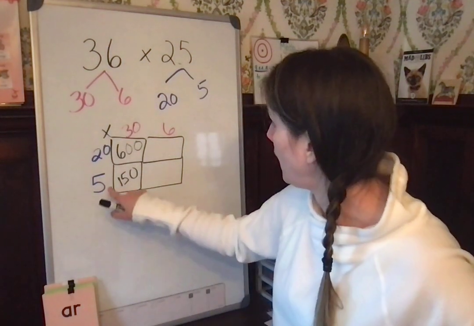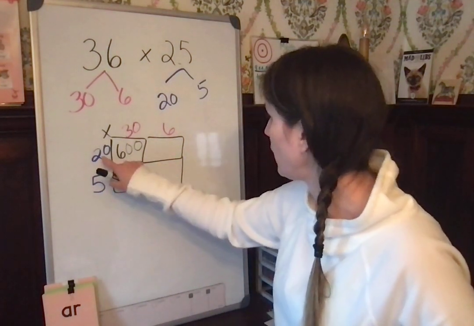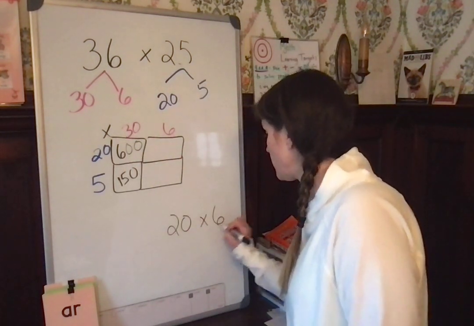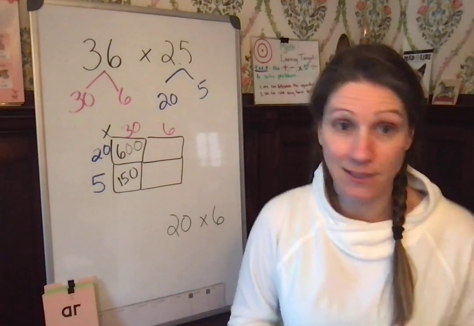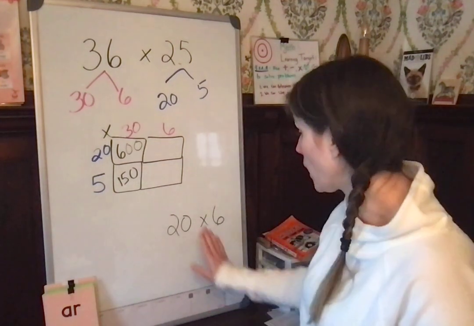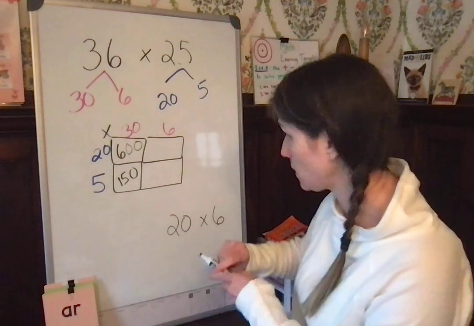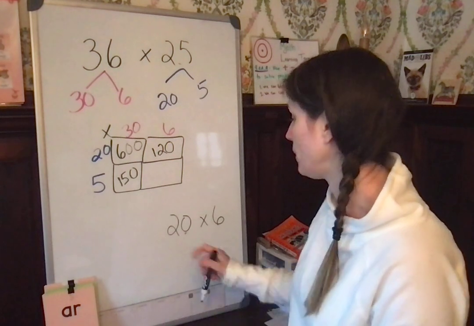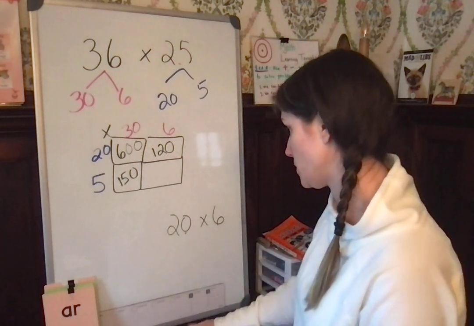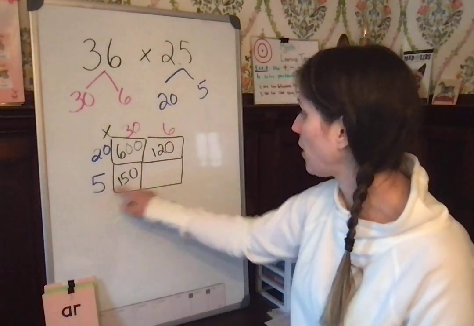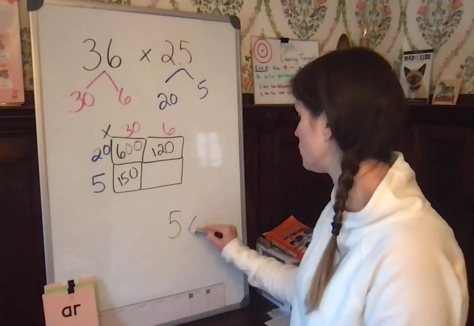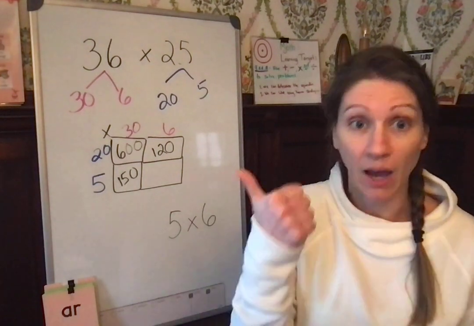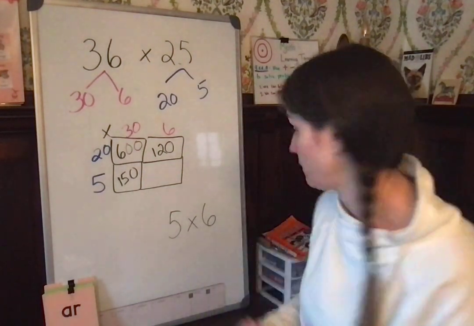Now, we have those 2 done. Now we have 20 times 6. Right? So 20 times 6, the same thing. I can skip count 20, 6 times, or I can ignore that 0 and do 2 times 6 is 12, and then remember to put that 0 back on because it wasn't 2 times 6, it was 20 times 6. And finally, 5 times 6, there are no zeros to worry about, and I could just simply skip count 5, 6 times. 5, 10, 15, 20, 25, 30.